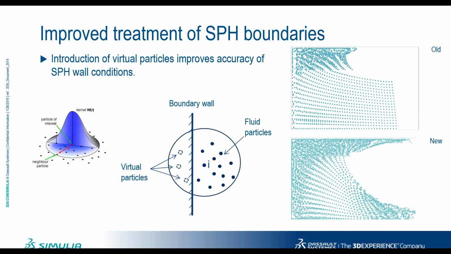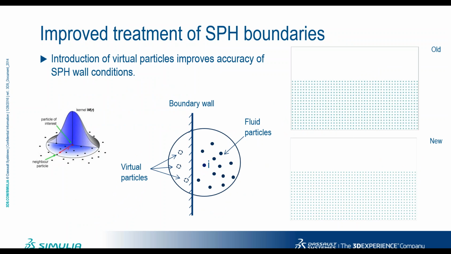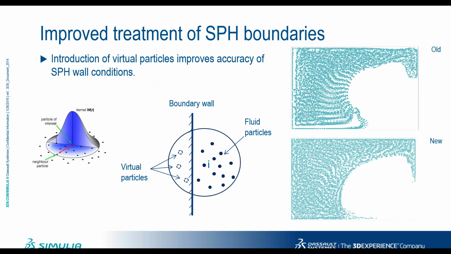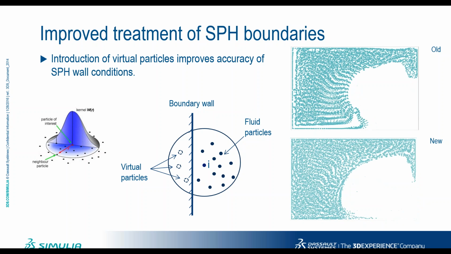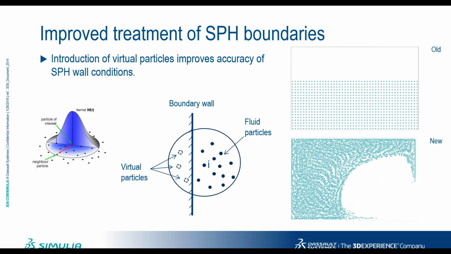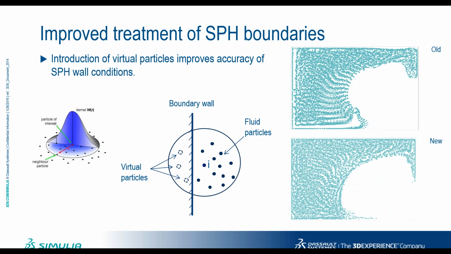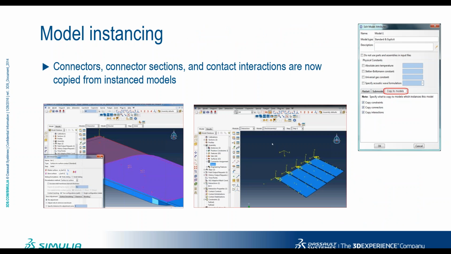Also, SPH elements at the boundaries now get improved treatment. This is done by the usage of virtual particles, which are basically generated on the other side of the boundary, and this would generate a more realistic behavior for your SPH elements.